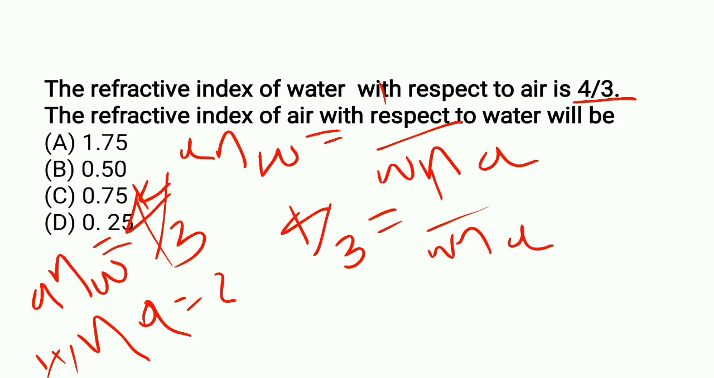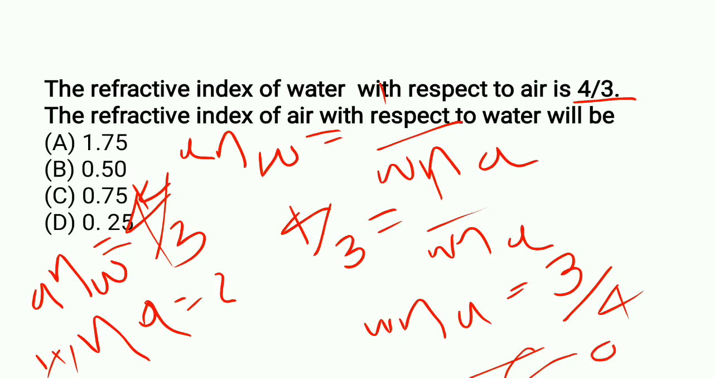It can be written as the refractive index of air with respect to water is equal to, you can write this directly, take it to the RHS, so it is 1 divided by 4/3, take it to the numerator, it is 3/4. Simplify this and you will get 0.75. So option C, 0.75, is the correct answer.